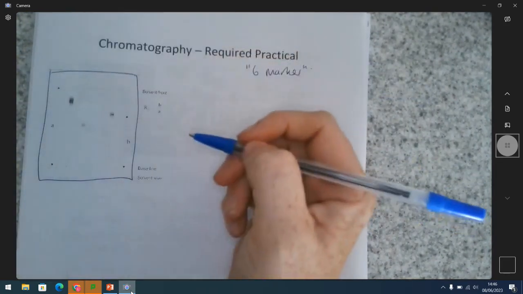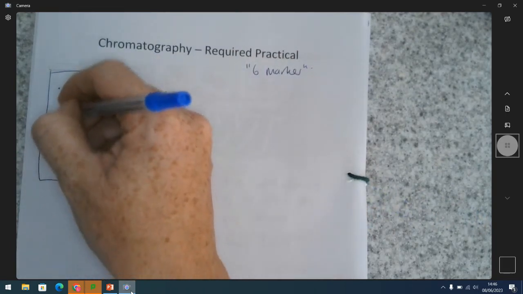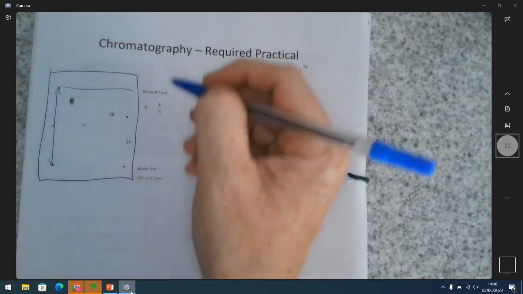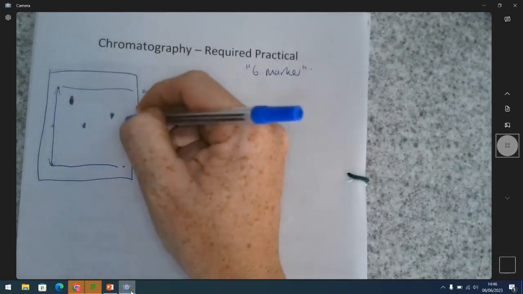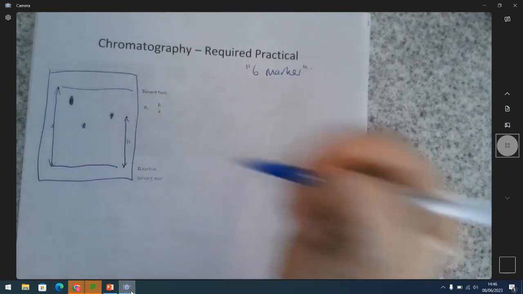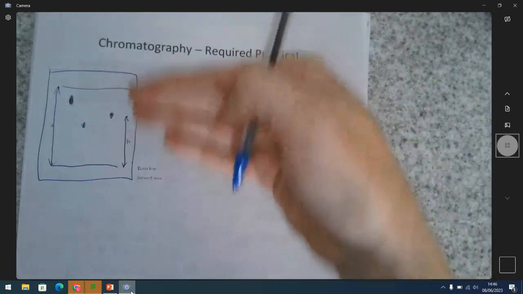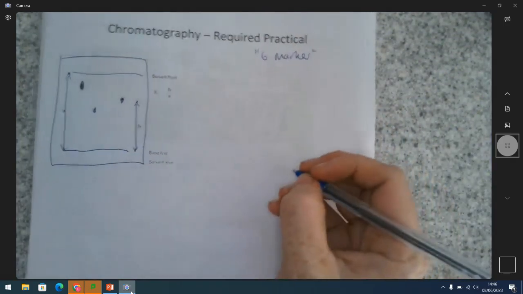You can see I've got my chromatogram here. I've got a substance that goes to there, the start line's there. I've got 3 substances and I've got another line there like that. Essentially we're going to mark out how we would do this particular thing.